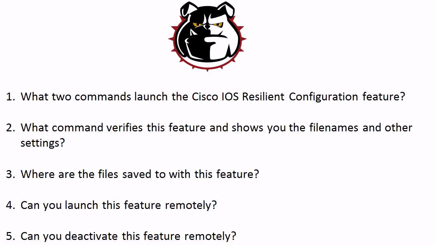Question 1, what 2 commands launch the Cisco IOS Resilient Configuration feature? These commands can be run separately, but they are generally run in tandem. Question 2, what command verifies this feature and shows you the file names and the other settings? Question 3, where are the files saved to with this feature? I can hear my English teacher now. It's to where are the files saved? As long as you know where they are, I don't care how you say it. Question 4, can you launch this feature remotely? And then question 5, can you deactivate this feature remotely?